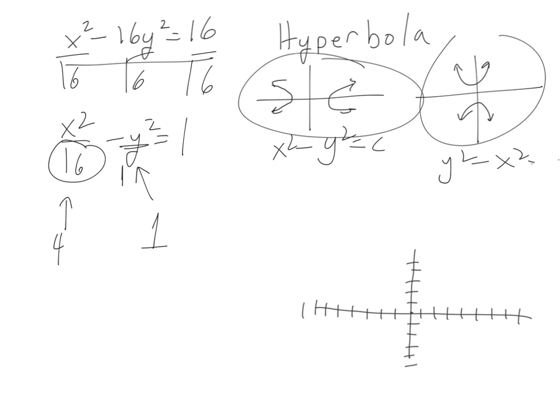In the direction of x, I'm going to go 4 to the right and 4 to the left. 1, 2, 3, 4. 1, 2, 3, 4. And then since I squared a 1 to get this denominator, from the center I'll go up 1 and then down 1. But instead of connecting these with a big ellipse like we did last time, we're going to draw a dotted rectangle. It's not really part of our graph, but it's going to help us figure out how to draw in these shapes.